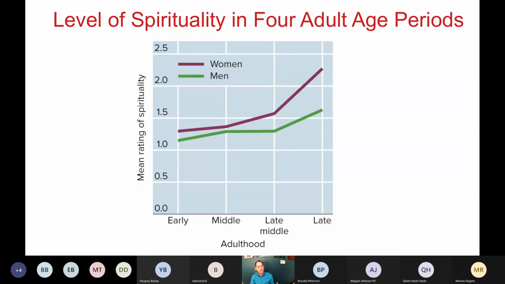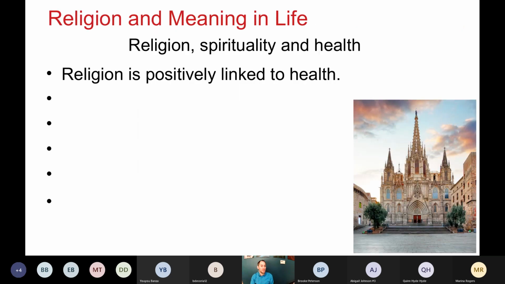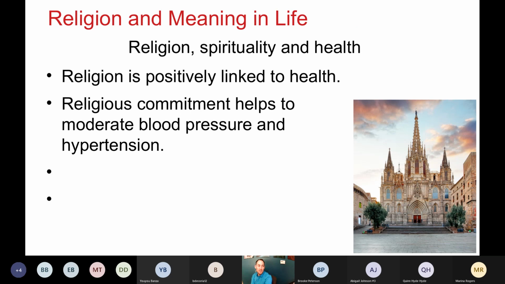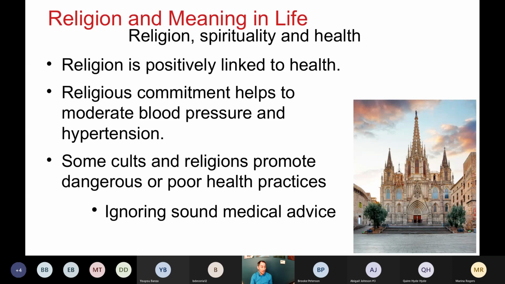With that, we see that in middle adulthood, and especially towards late middle adulthood, there are more levels of spirituality and generally heightening levels of religiousness as well. So doing the practices, being involved, those kinds of things. Religion is positively linked to health behaviors. It can also help with things like moderating blood pressure and hypertension, and reducing stress. There are different cults and religions that promote dangerous or poor health practices, so not all religions are equal in that.